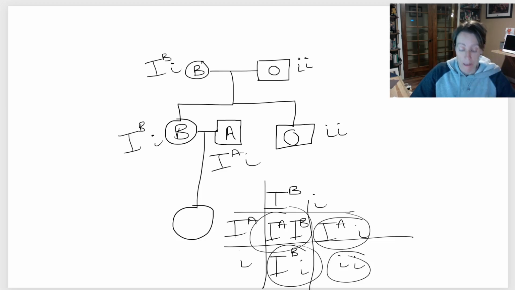I don't know. At some point I'll find out, but I'm quite intrigued. But that's kind of how you work these blood type genetic problems through. Hope that's helpful.